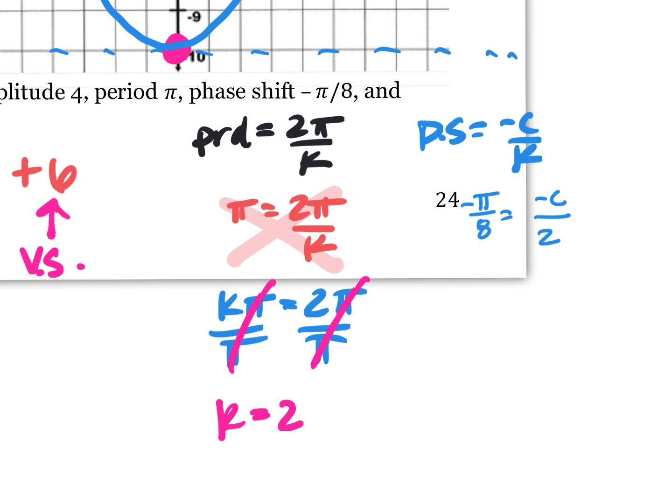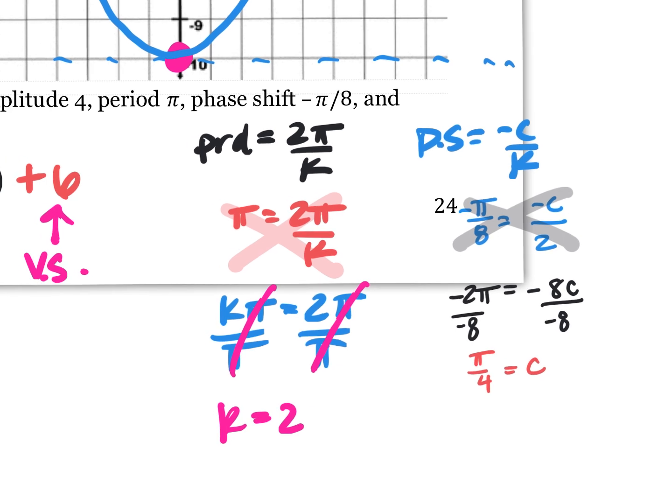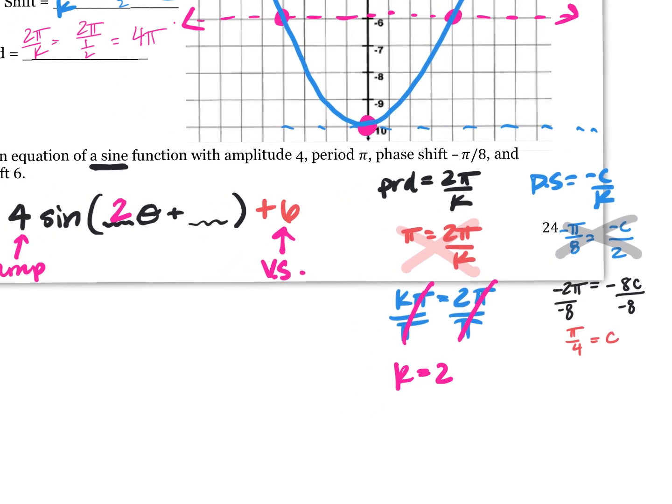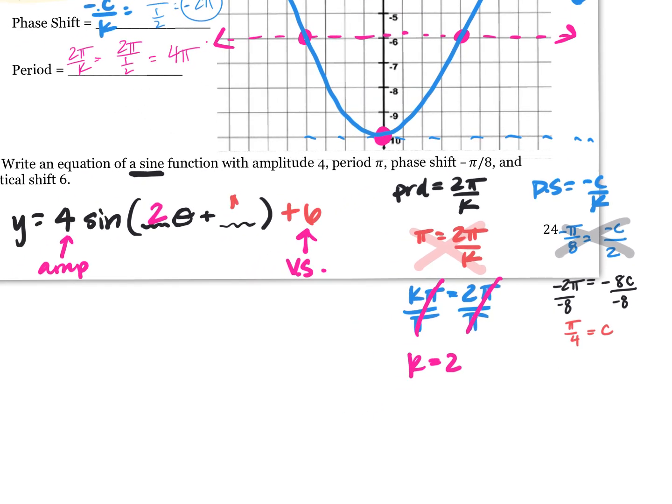Now let's cross multiply that. And we'd get negative 2 pi equals negative 8C. Divide that by negative 8 to get my C by itself. Negative 2 negative 8ths. Pi over 4, 1/4 pi or pi over 4, same difference. That is my C. So I'm going to go to my equation. I'm just going to say plus pi over 4.